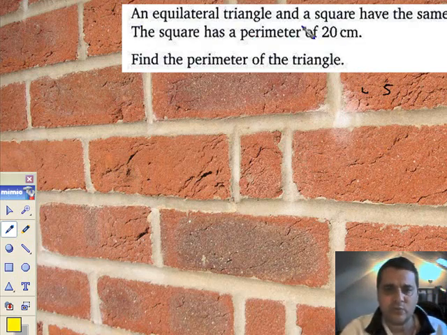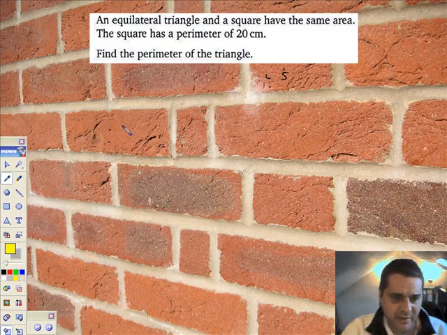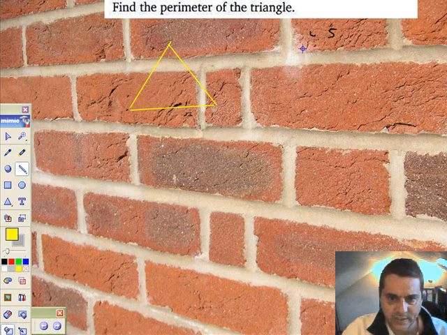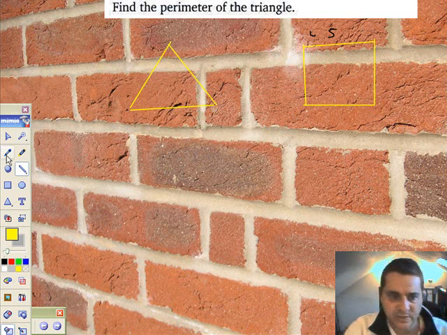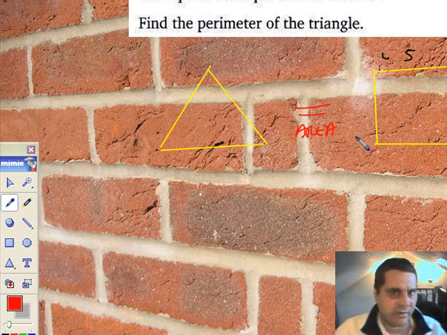Right then, a lovely question 5 coming up. It says an equilateral triangle and a square have the same area. So equilateral triangle, let's just draw it so you can see what we're doing. Equilateral triangle, and a square that also goes like so and looks an awful lot like a rectangle to me. It's got issues. Right, that's that. So an equilateral triangle and a square have the same area. So area of equilateral triangle equals area of square.